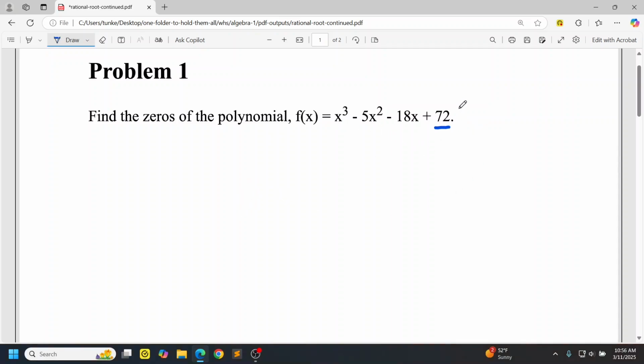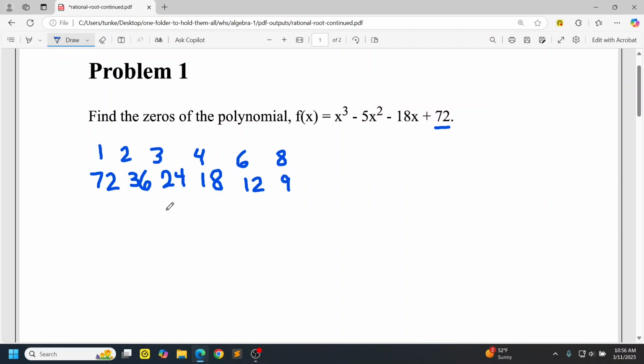Okay, so what we're going to do is find the factors of 72. So I could do 1 times 72. I could do 2 times 36. And we're going to consider positive and negative factors for this. I could do 3 times 24. I could do 4 times 18. I could do 6 times 12. And I could do 8 times 9.